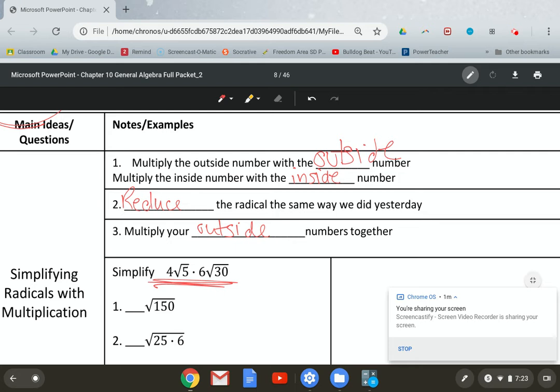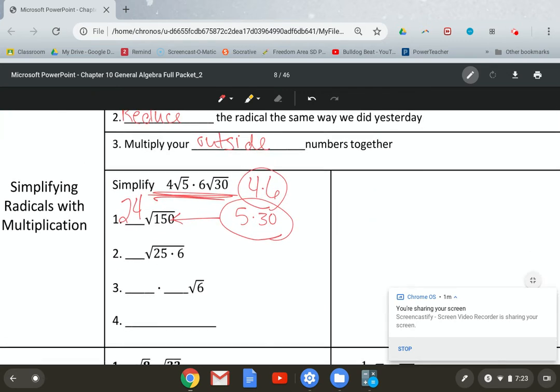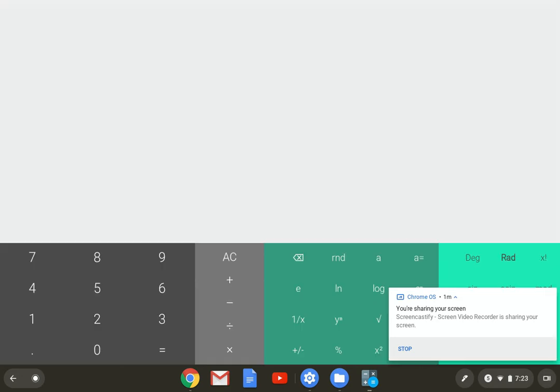So the first thing we do from these two items here is we multiply. We're going to do 4 times 6 because those are the outside numbers. That makes 24. And the other thing we're going to do is 5 times 30. And that's where I get my 24 from, and that's where I get my 150 from. So the next thing we do after that is we need to think about what goes into 150. And if we use that chart that we had from the other day, we would notice that 150, I have my calculator. Take a look, you do 150 and you divide by 25. You get that magic 6.